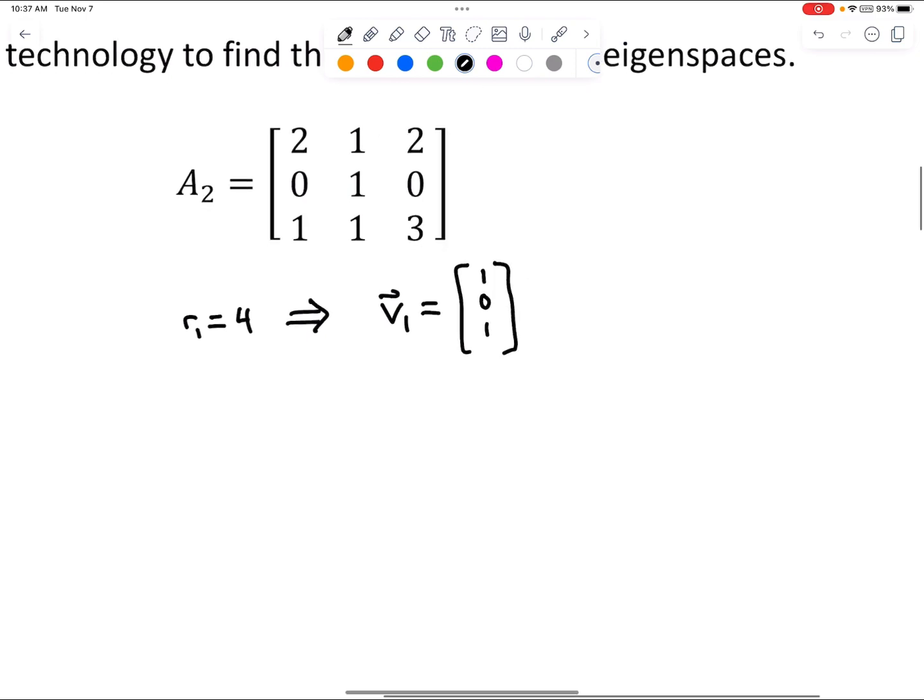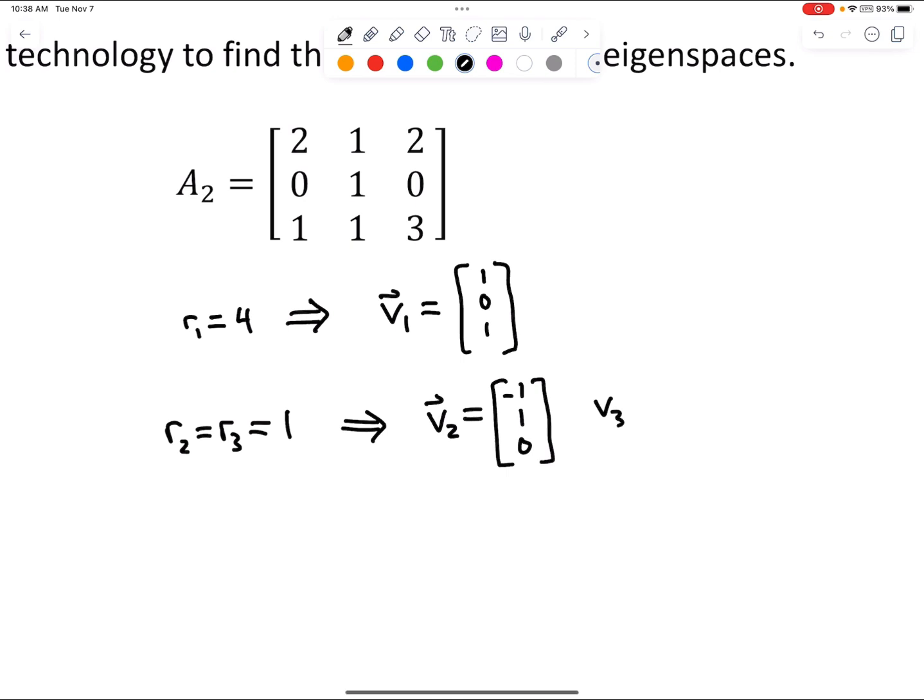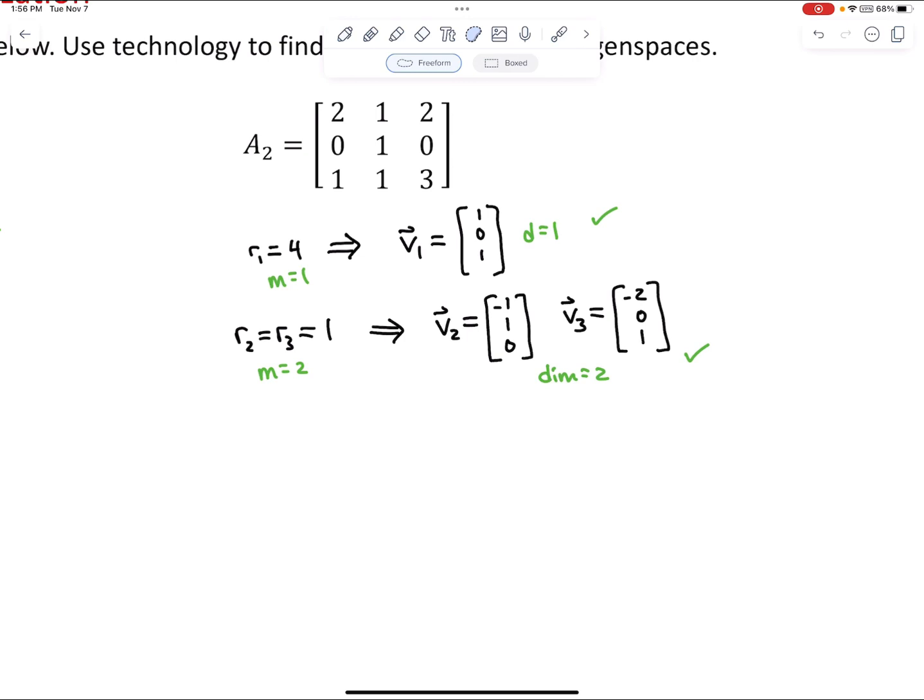Then matrix A2 also has a repeated eigenvalue. Both R2 and R3 are the value 1, but this time we are able to find 2 independent basis vectors. Vector V2 is the vector -1, 1, 0, and we can get another vector, we'll call it V3, which is -2, 0, 1. So we had a multiplicity of 1 and then a dimension of the eigenspace 1 for the first eigenvalue that matches. Then we had a multiplicity of 2 and a dimension of 2. So we have enough linearly independent eigenvectors to diagonalize this matrix.